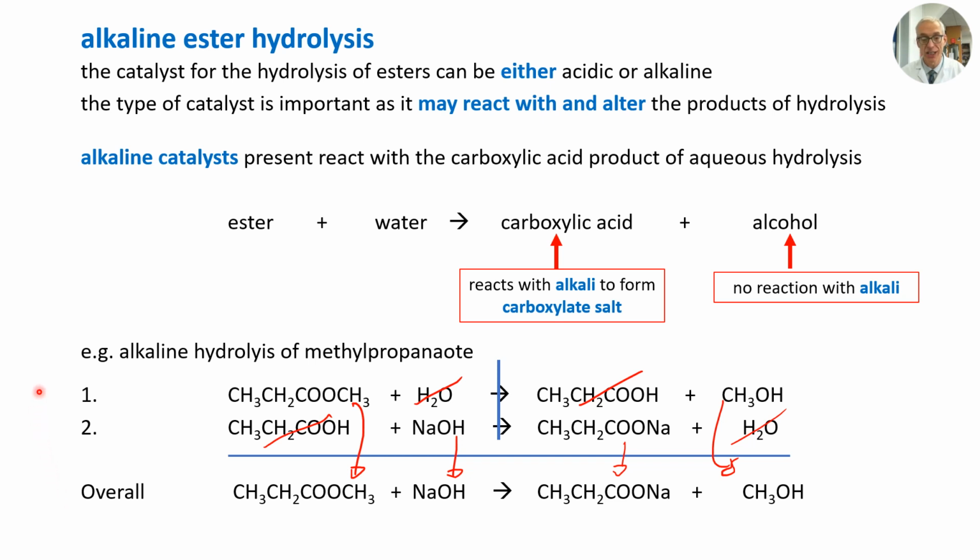But of course, if we think of it as occurring in two steps, we first of all form the carboxylic acid and the alcohol. The carboxylic acid then further reacts with the alkaline catalyst present to form the sodium salt. So when we combine those two reactions, we'll see that overall we have our ester and alkali giving us our sodium salt and our alcohol.